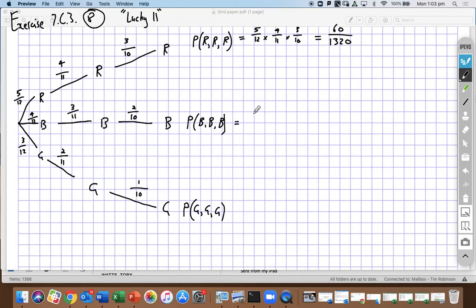So here I think I'll just go to the answer. 4 times 3 times 2. 4 times 3 is 12. 12 times 2 is 24. Notice how it's always going to be out of 1,320.